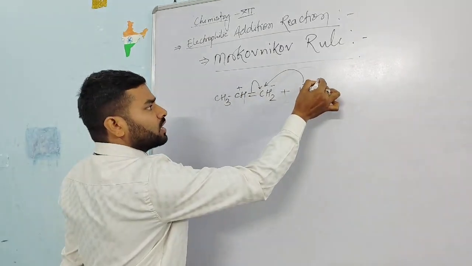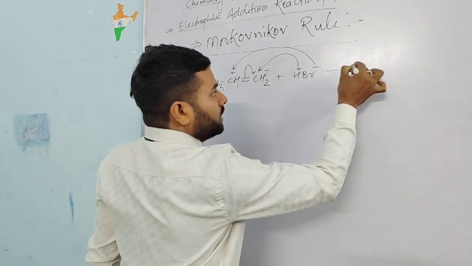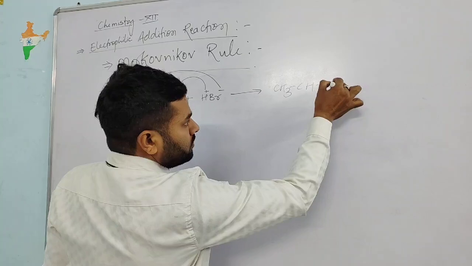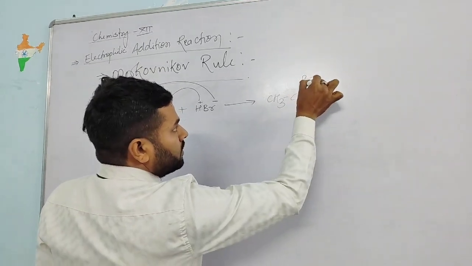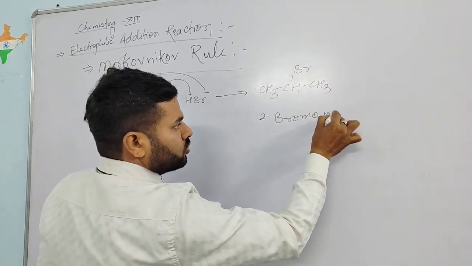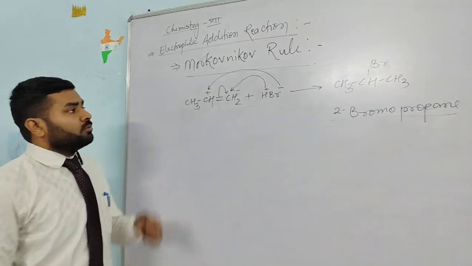The positively charged carbon, the cationic carbon, will join the bromine negative, and here we will get CH3CHBrCH3. We'll get 2-bromopropane in Markovnikov rule.